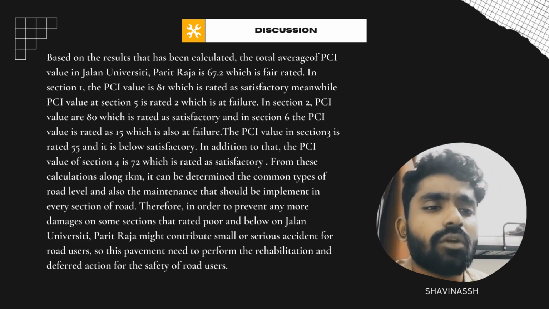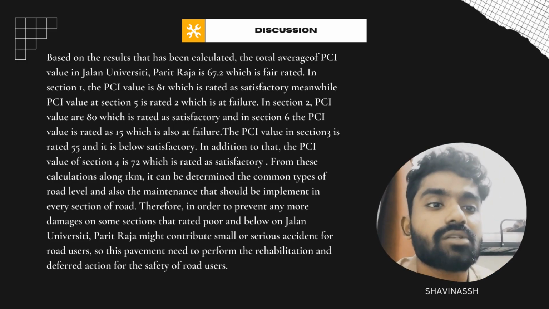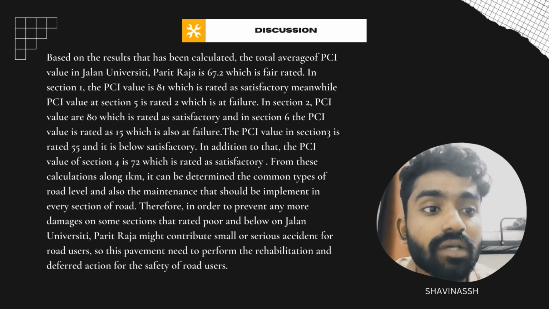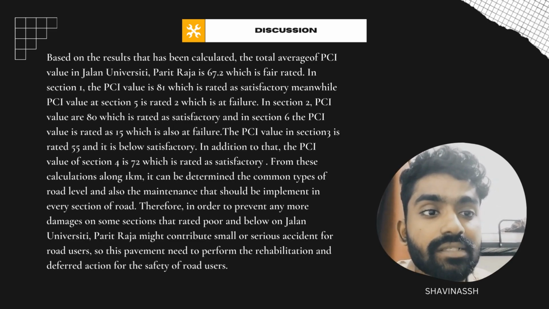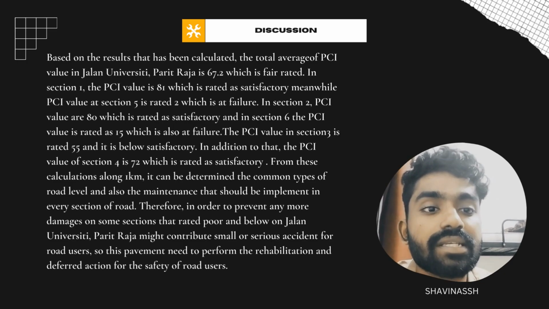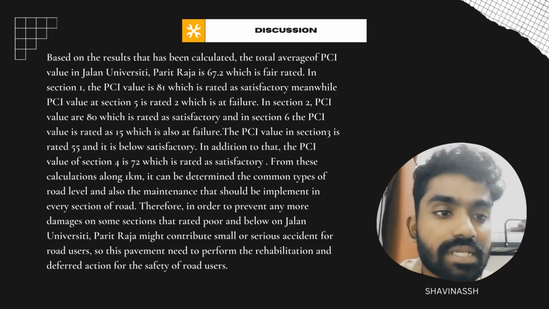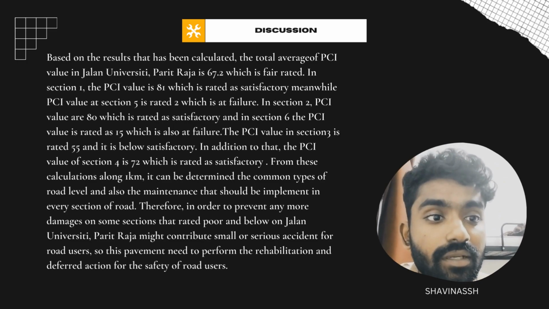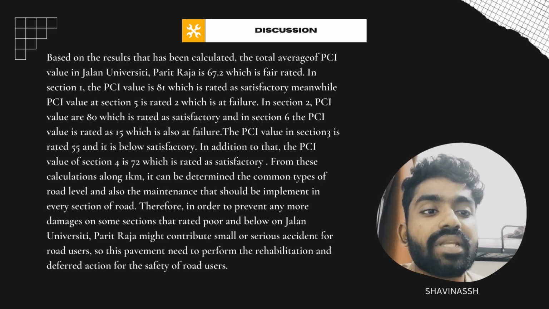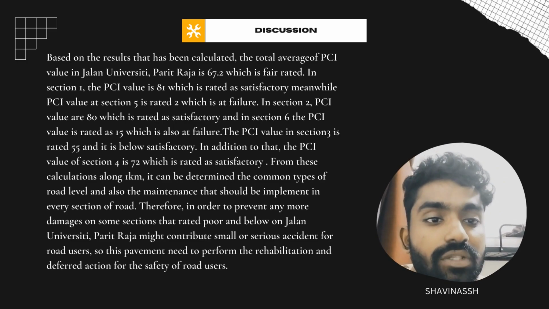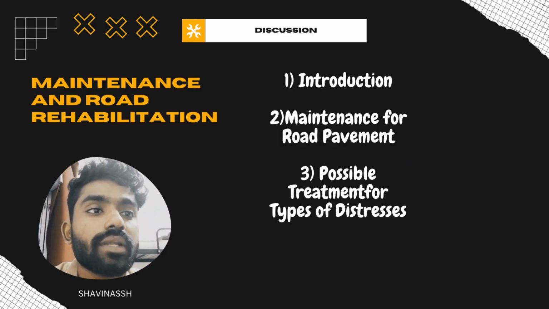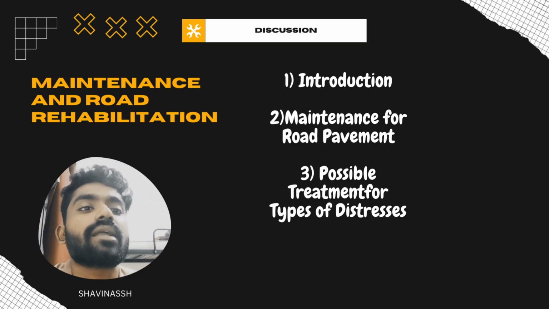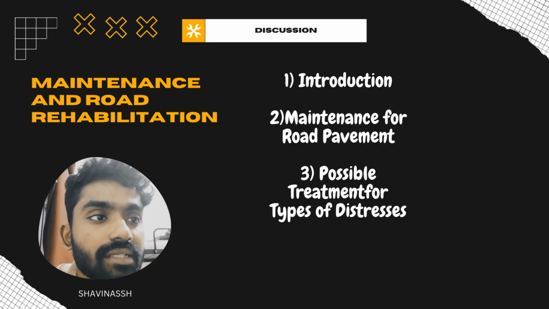Therefore, in order to prevent any more damage on some sections that are rated poor and below on Jalan University Pahit Raja, which might contribute to small or serious accidents for road users, these pavements need to undergo rehabilitation and deferred action for the safety of road users. So right now let's take a look at the maintenance and road rehabilitation.